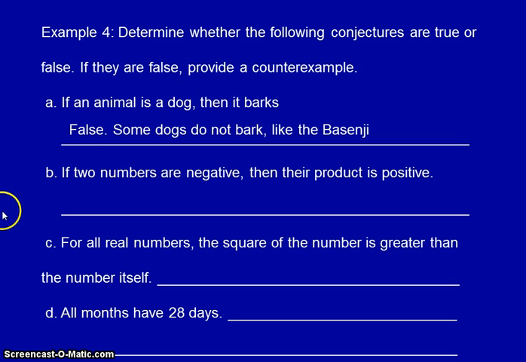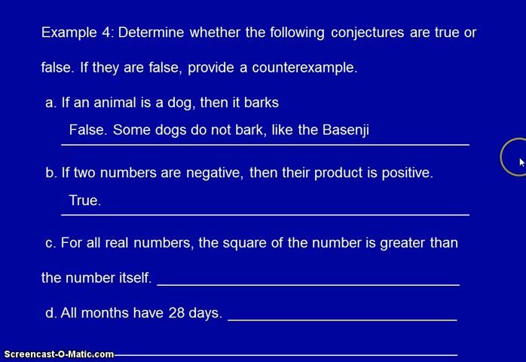Look at B. It says if two numbers are negative, then their product is positive. Is that always true? If two numbers are negative and you multiply them, do you always get a positive number? Yes, you do. So that one is true.